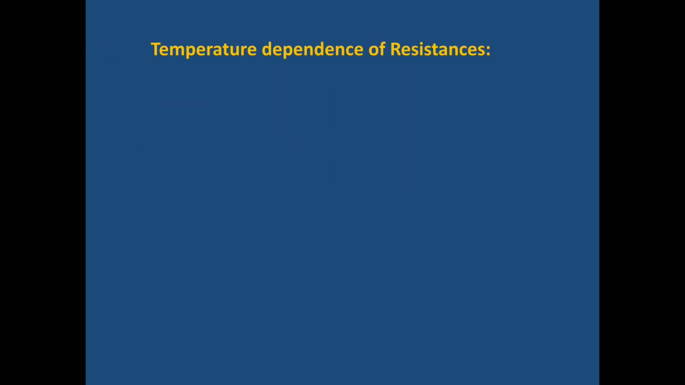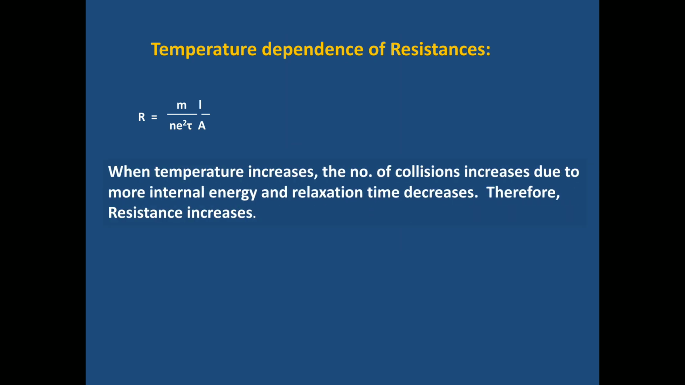Now, temperature dependence of resistance. As R is equal to mL upon Ne square tau A, where tau is the relaxation time, when temperature increases, the number of collisions increases because of the gain in internal energy. The internal energy of the electron increases with the increase in temperature. So the number of collisions increases, the relaxation time decreases, and therefore the resistance increases.